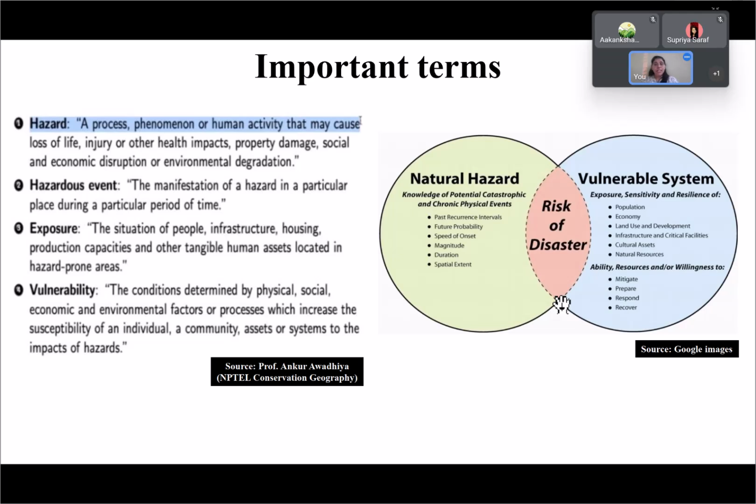Vulnerability, these are the conditions which are determined by physical, social, economic, all these different factors, which increase the susceptibility of an individual or a community to the impact of hazard. So hazard is all this that is there. You are trying to basically understand what is the vulnerability of a particular sect or particular process or community for that hazard, and then why is this important? This is all important for planning your mitigation steps.